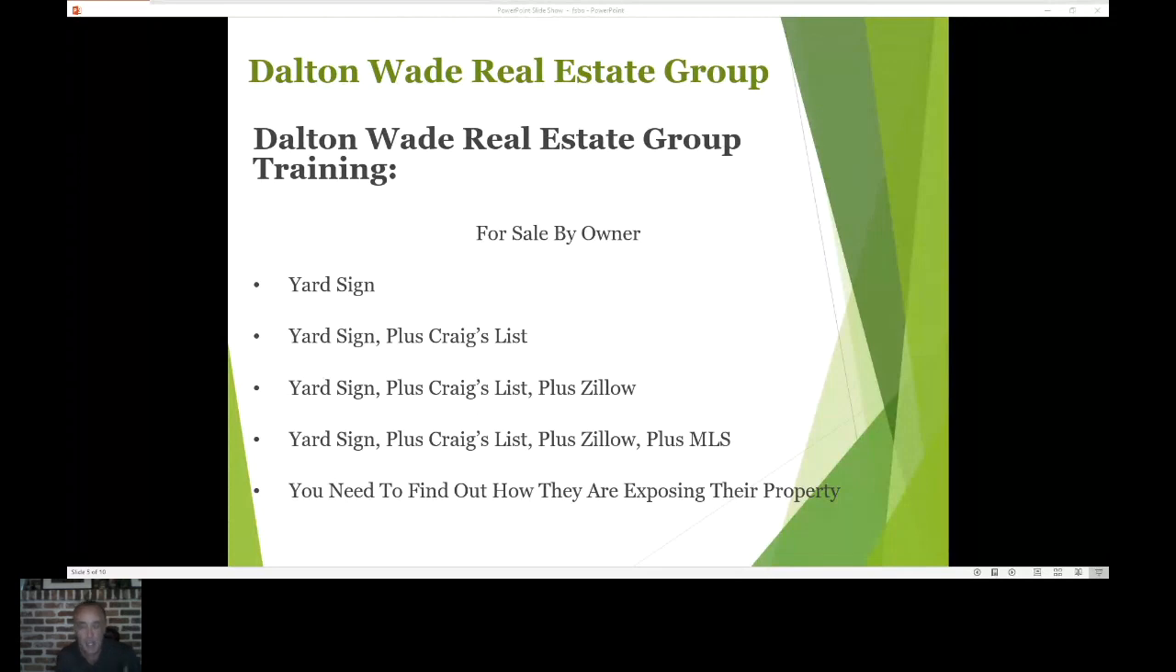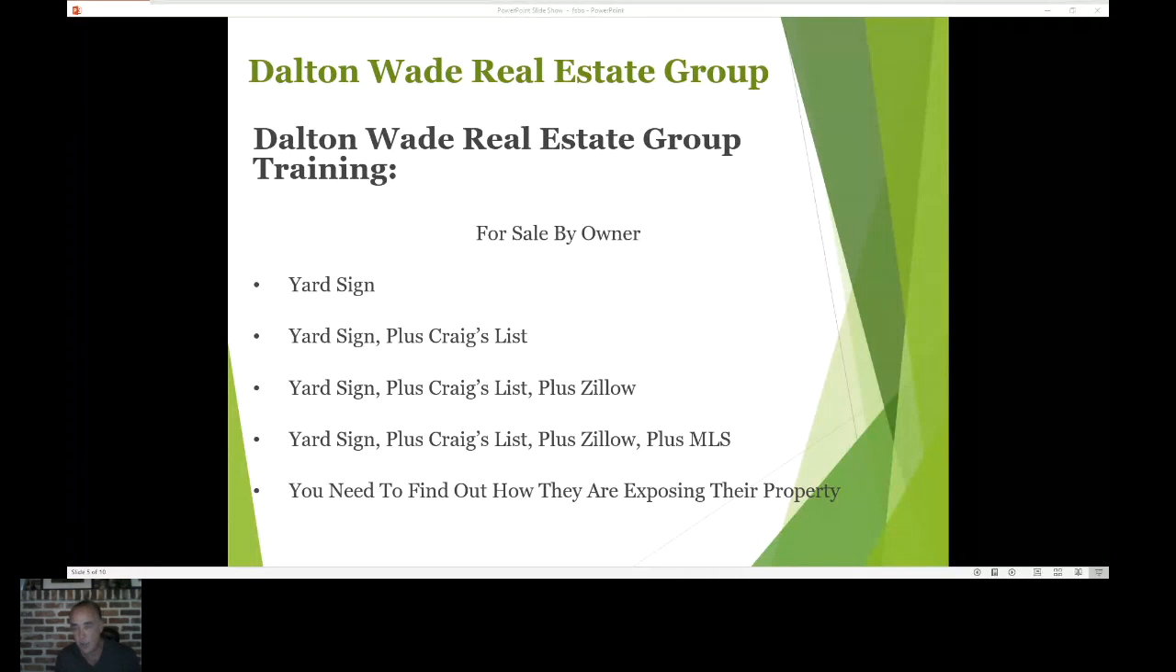So you need to kind of know how they're exposing their property. So, with yard sign, Craigslist, Zillow, and the MLS, they are reaching 100% of the market. But that doesn't mean they're doing a good job at it. That doesn't mean their listing is bringing people in.